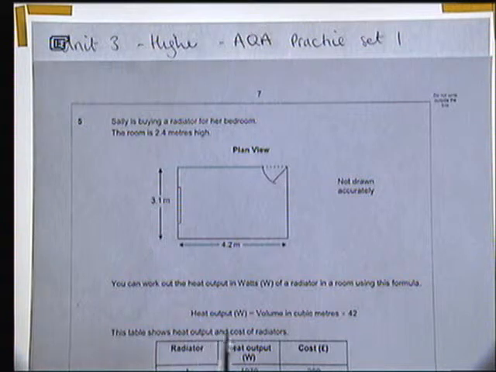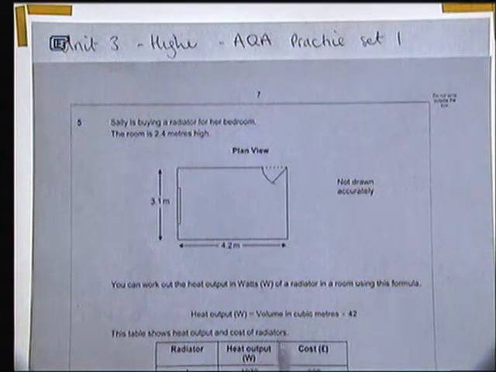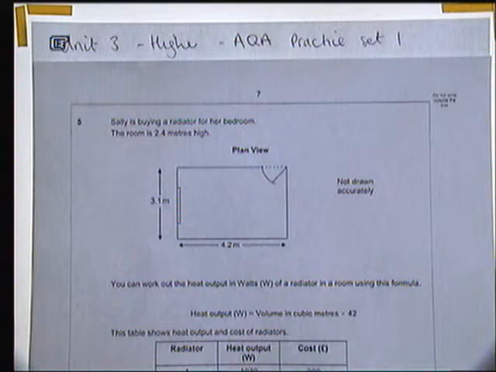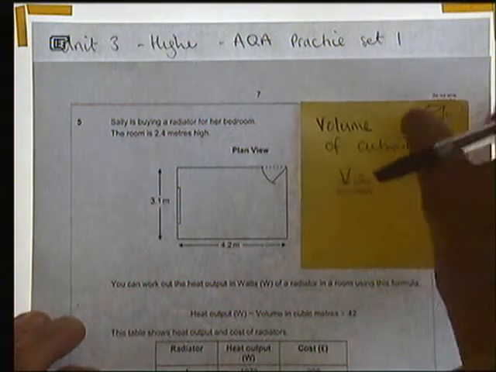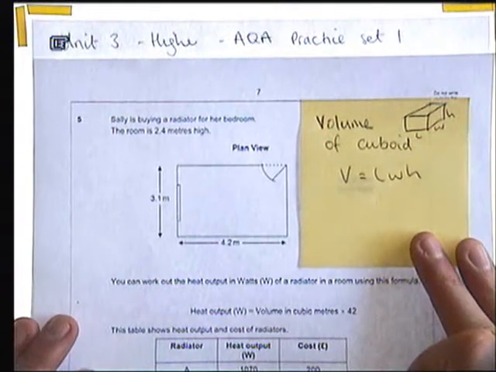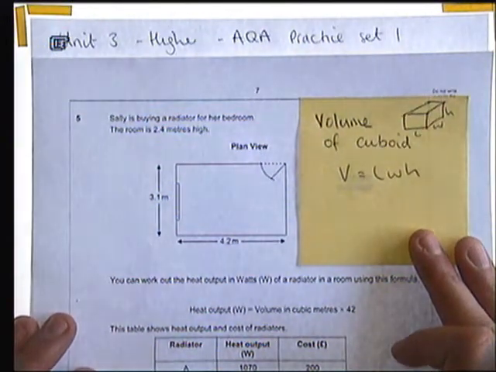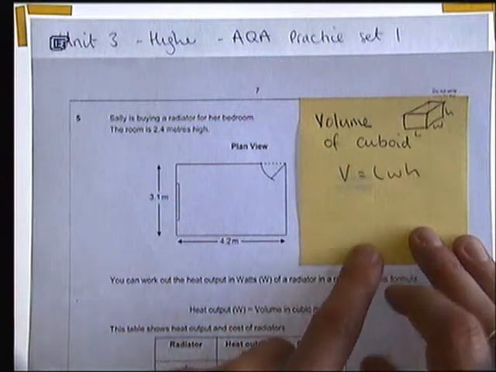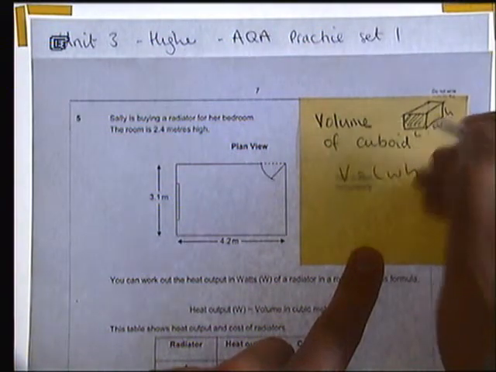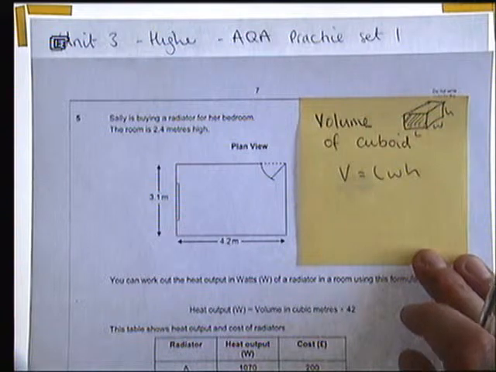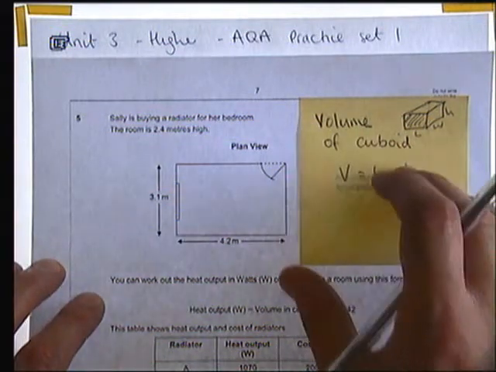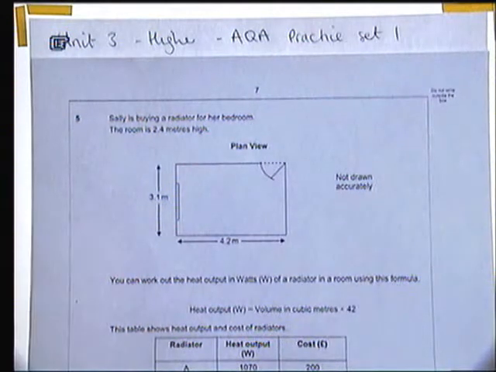It then goes on to say you can work out the heat output by multiplying the volume by 42. Now, as you should know, the volume of a cuboid is given by the formula length times width times height, which is the same as the volume of a prism, which is the front area, times the length. Okay, you get the same result. So what we're going to have to do to work out the heat output of the radiator needed in this question is multiply the volume by 42.